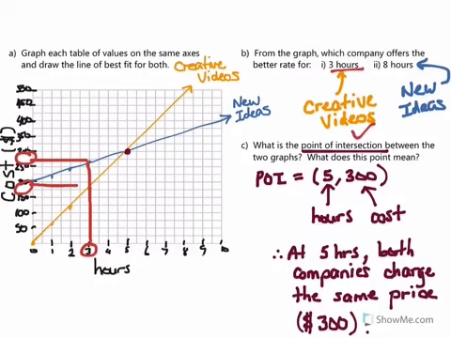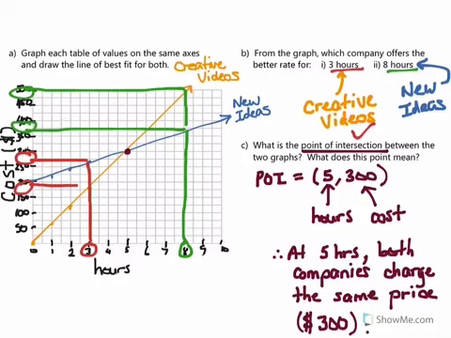So let's try that for 8 hours now. Okay, so we're going to go to 8 hours. Which company is better? Well, let's check out the first company, and it looks like the blue company is lower than the orange company. Okay, so the blue company costs maybe $375, whereas the orange company costs almost $500. So I would probably choose the new ideas because they're cheaper.